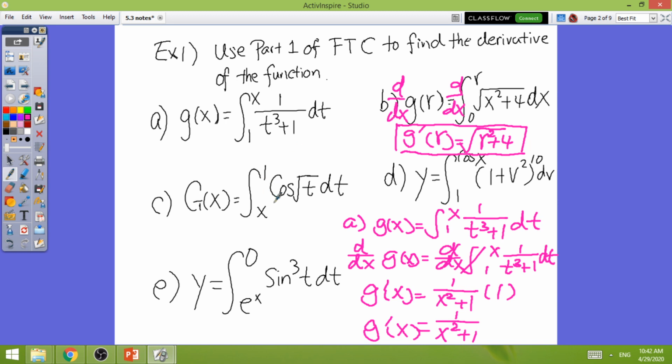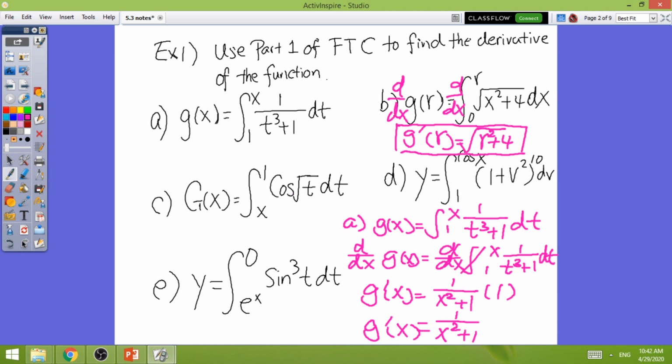Okay, now what about this type of problem here? I need to set up a new slide. For C, we do have capital G of x equals the integral from x to 1 of cosine of root t dt. For the rest of this, let me copy it down on a piece of paper, and then I'm going to transfer that to the new slide here. We'll deal with that in just a minute. Okay, so for E.